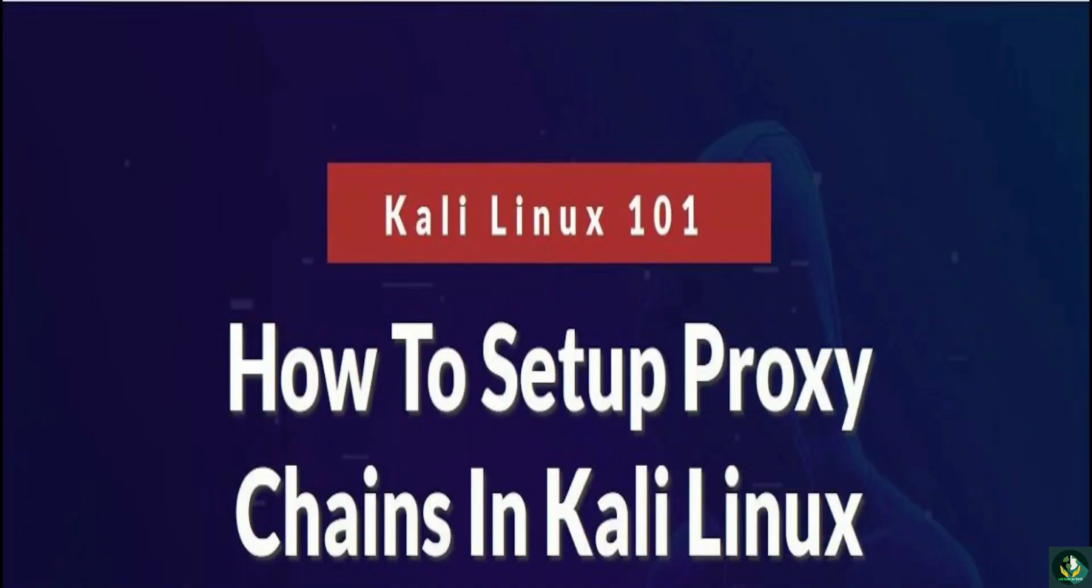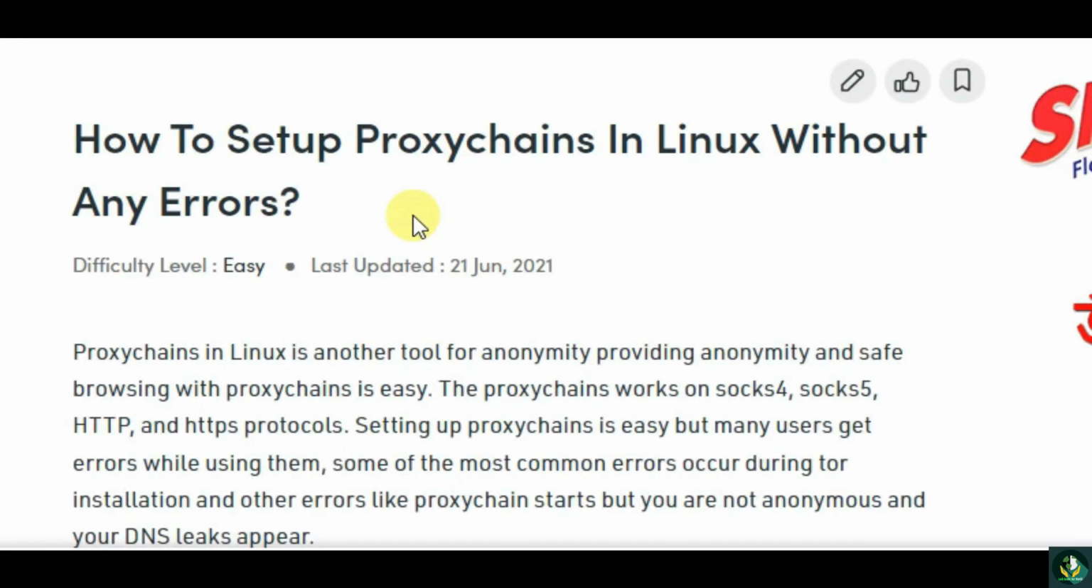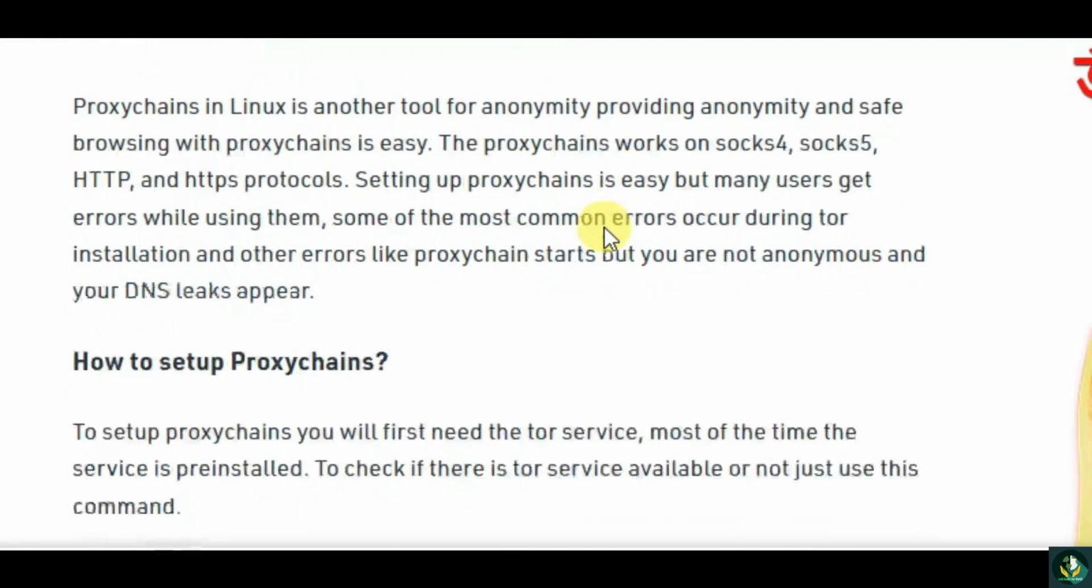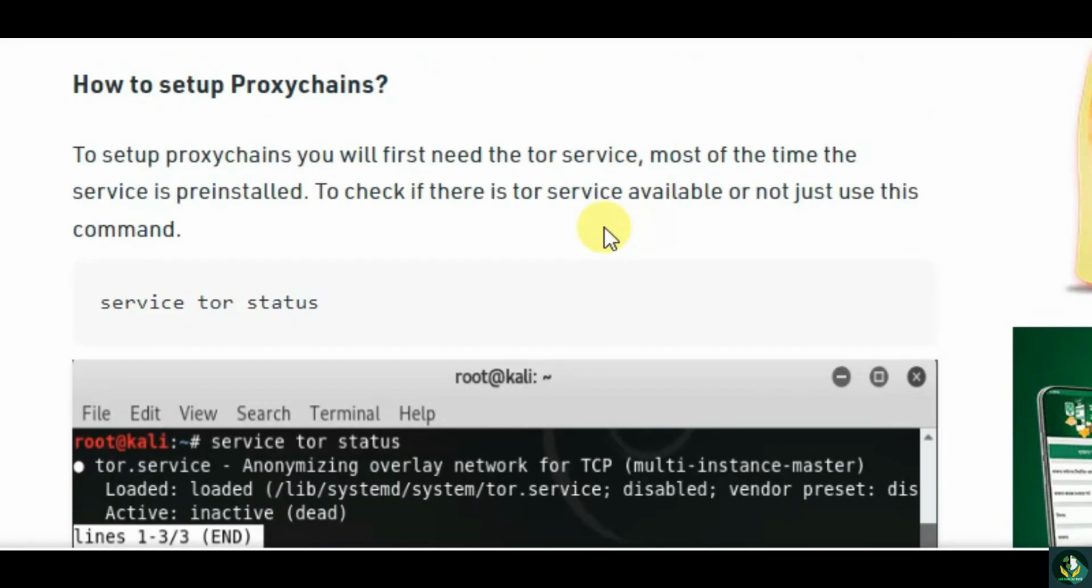Hello everyone, let's talk about proxy chains. So how to set up proxy chains in Linux without any errors? Proxy chains in Linux is another tool for anonymity, providing anonymity and safe browsing. With proxy chains it is easy. Proxy chains works on SOCKS4, SOCKS5, HTTP and HTTPS protocols. Setting up proxy chains is easy, but many users get errors. So how to set up proxy chains?